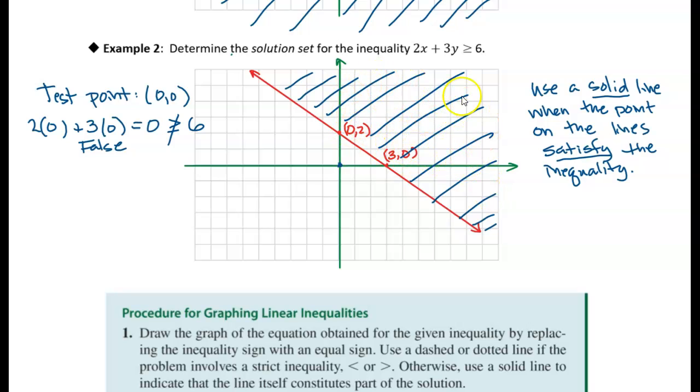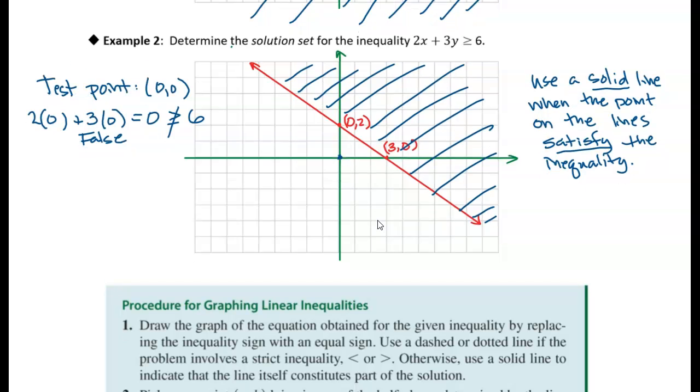It's this whole half plane. In this case, like I said before, I used a solid line instead of a dashed line because the points on the line are part of the solution set.